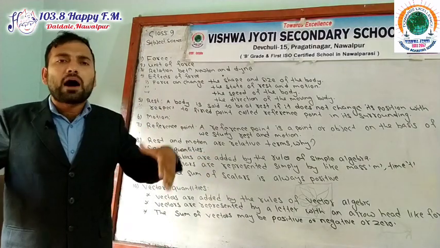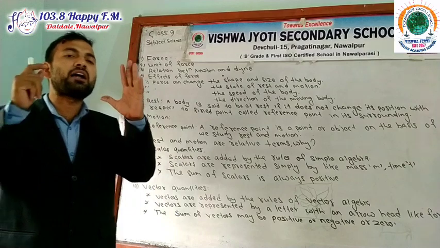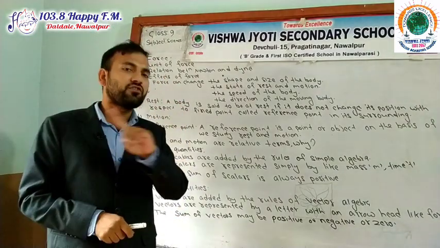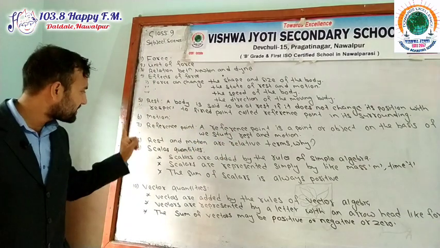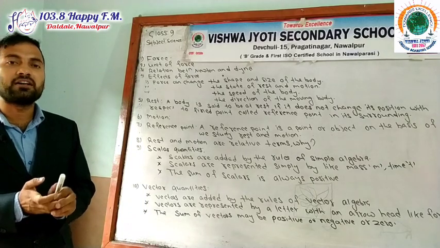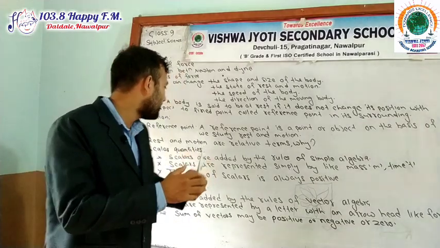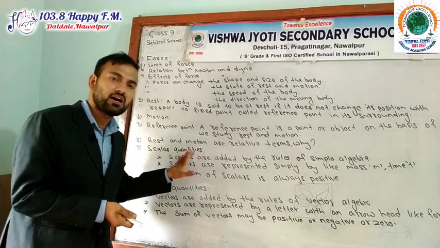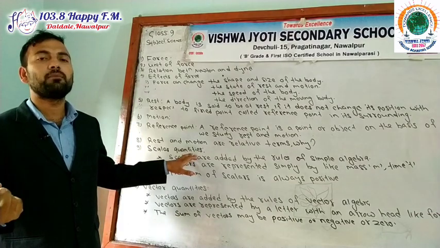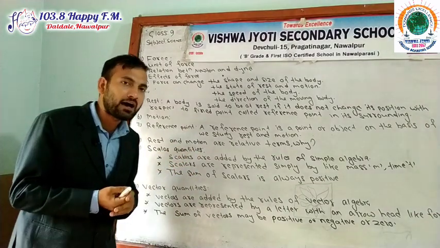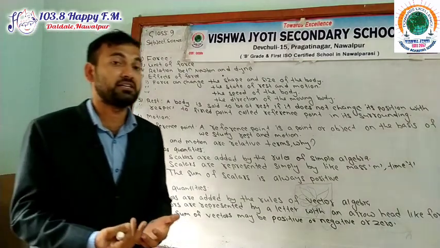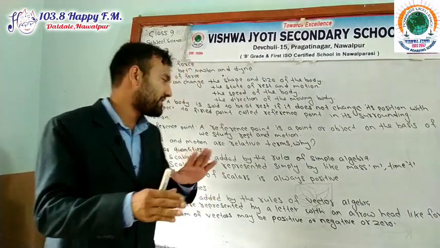Scalar quantities. What do you mean by scalar quantities? Those quantities which have only magnitude but not fixed direction are known as scalar quantities. Examples of scalar quantities are speed and distance. They have only magnitude but not fixed direction.